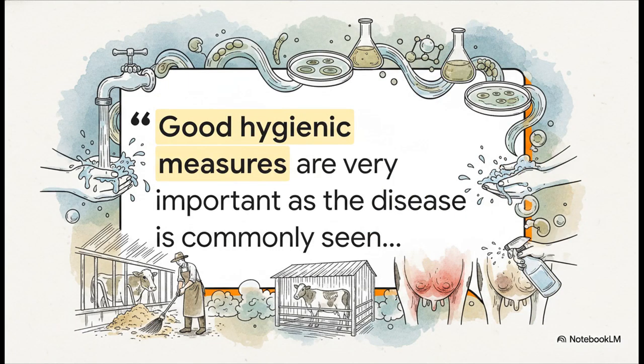And this brilliantly illustrates a key takeaway. You can have access to the most sophisticated DNA-targeting diagnostic machines and the absolute most powerful modern antibiotics on Earth, but this simple quote from the literature rings true. "Good hygienic measures are very important as the disease is commonly seen in poor hygienic conditions." At the end of the day, basic, meticulous cleanliness, washing hands, cleaning barns, isolating sick animals, remains the single most powerful weapon we have in this fight.